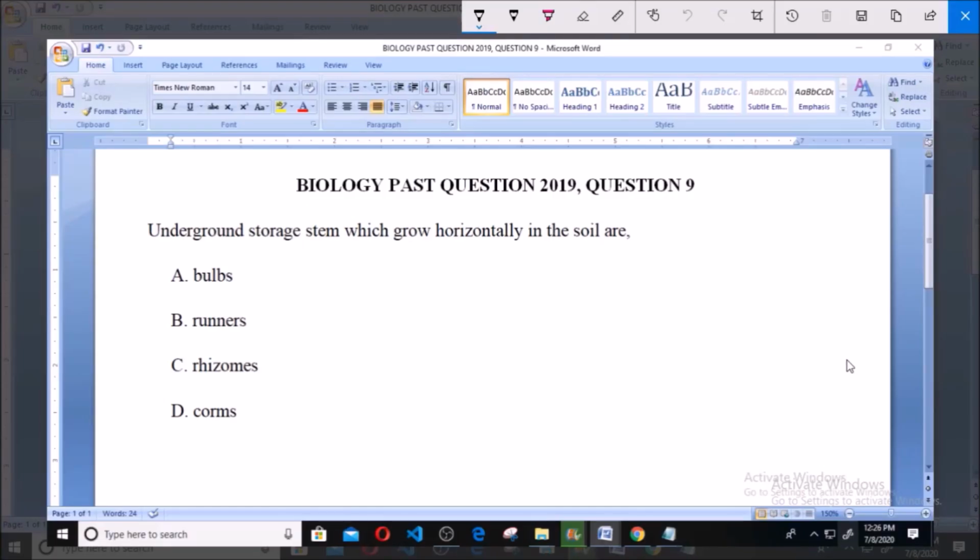Biology Past Question 2019, Question 9. Underground storage stems which grow horizontally in the soil are A. bulbs, B. runners, C. rhizomes, D. corms.